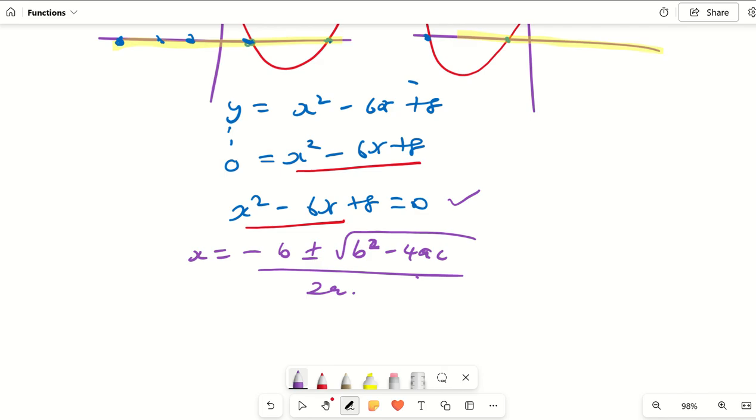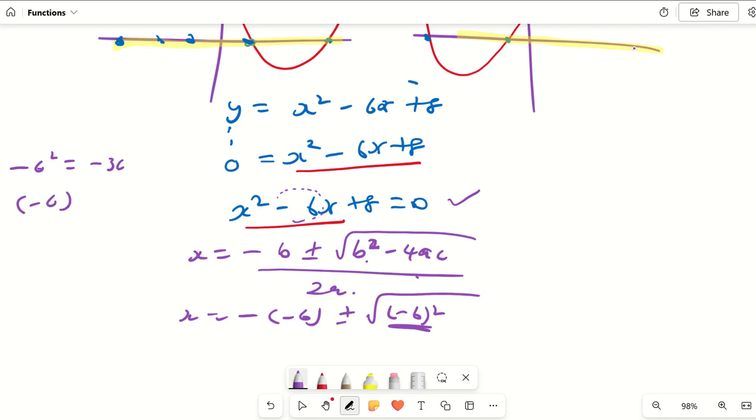Sharp. So x equal to minus, what is our b? The b is the number in front of x. It's minus 6. Always put it in brackets, plus minus. What is our b? Minus 6. Always put it in brackets, because if you don't put brackets, you're going to get a different answer there. As I said, minus 6 squared is minus 36, while minus 6 in brackets squared is 36. So always put it in brackets, minus 4. My a is the number in front of x squared. C is the number at the end.